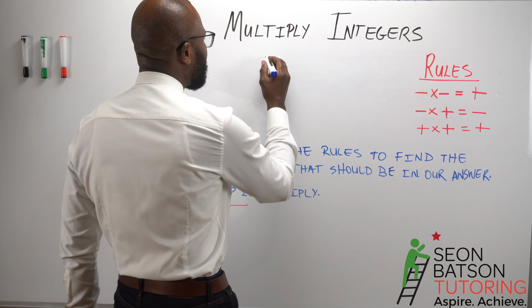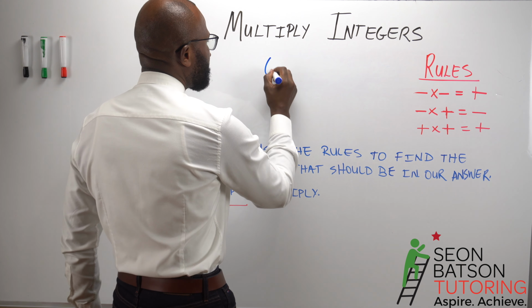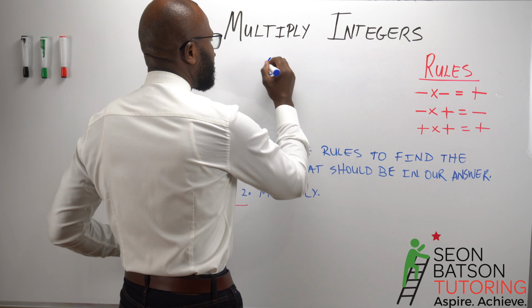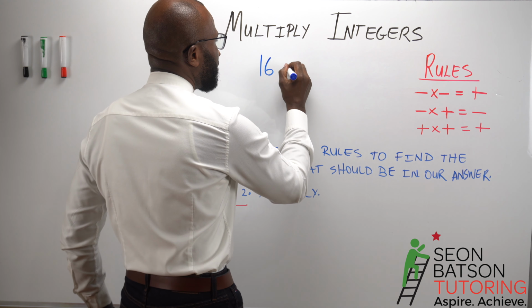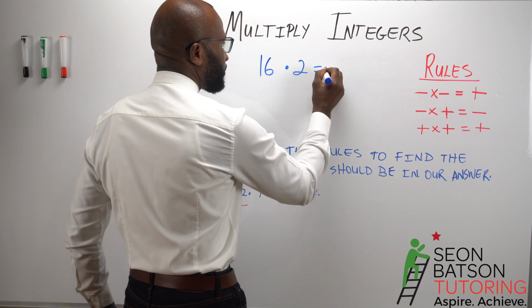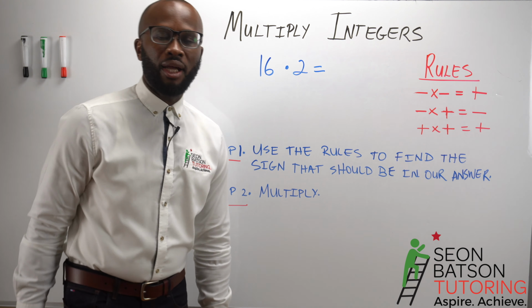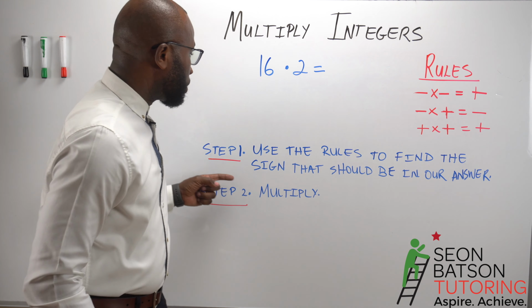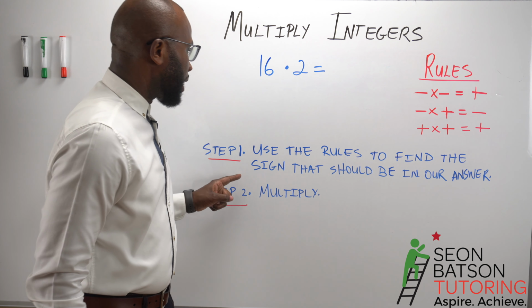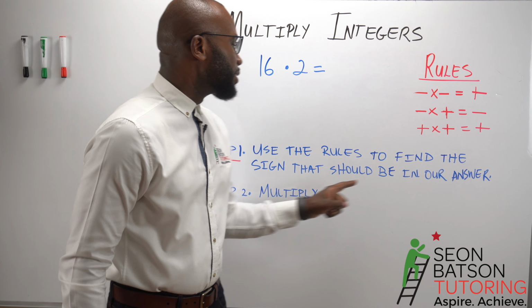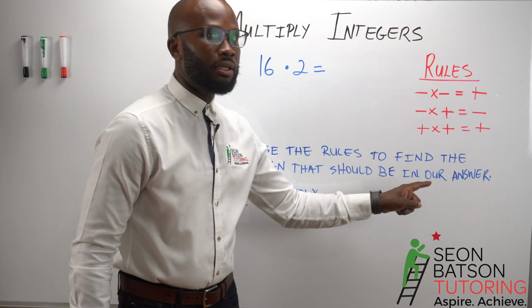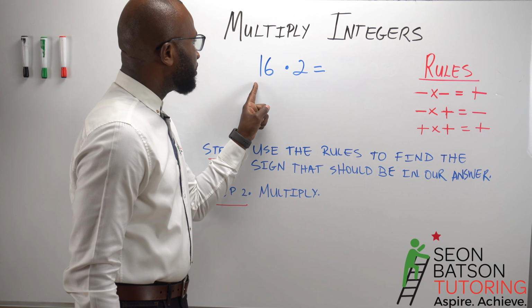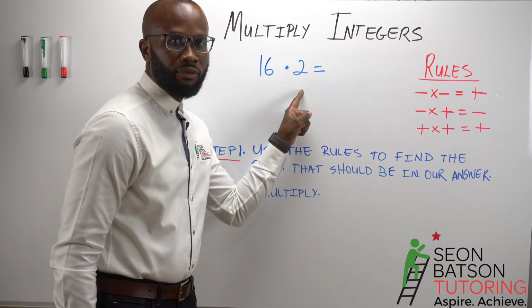What if I have, let's say, 16 times 2. Again, we will go to our steps. Step 1 says use the rules to find the sign that should be in our answer. In this example, we are multiplying a positive by a positive.